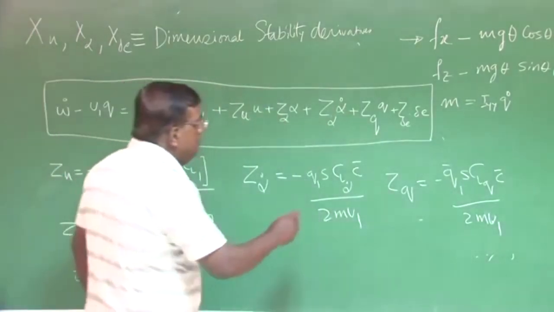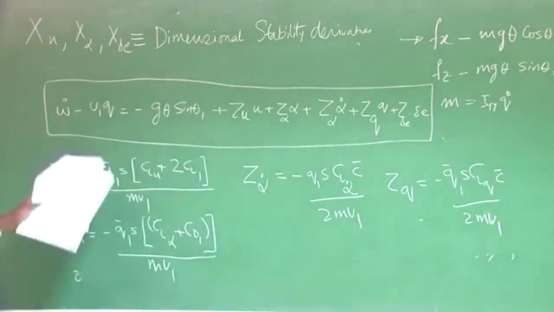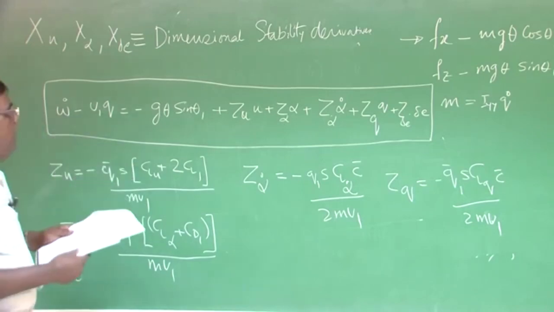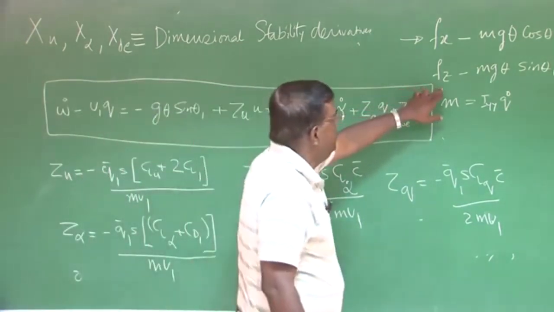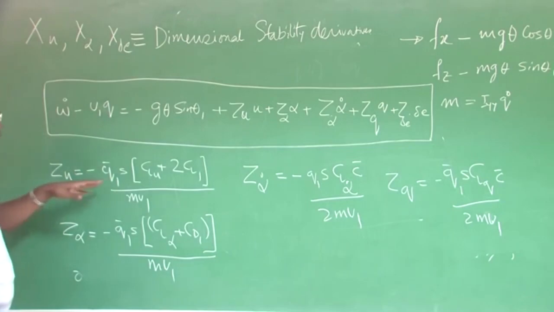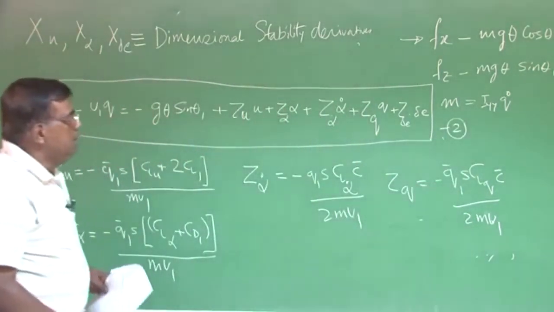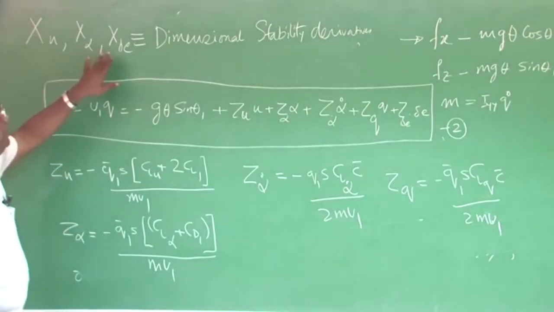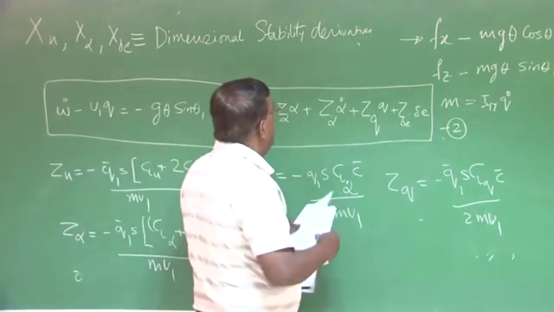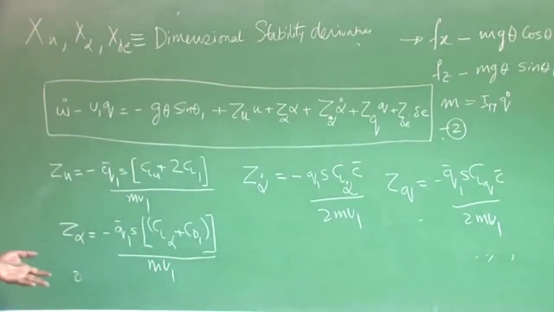Please understand that we have already derived the expressions for CL alpha dot and CLq. So these things are just algebraic manipulation. What we have done is expand Fz, substitute those expressions, then divide by m u1, and we got this equation. This is what we are looking for. So this is my second equation. And also, please understand that Xu, X alpha, X delta e, Zu, Z alpha dot, Zq, Z delta e are all dimensional stability derivatives. You can check their dimension, they have a finite dimension.